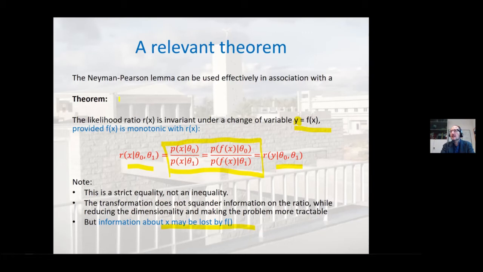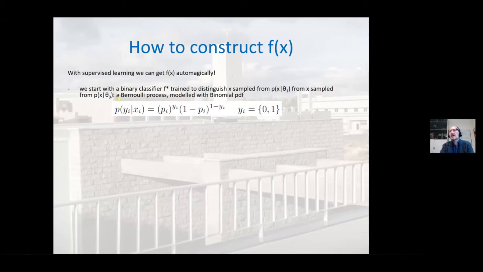Okay, one way to construct this summary statistic is with supervised learning. We can use a binary classifier that distinguishes X, when it's sampled, from the two densities. This is a two-class process, from which you can construct the conditional probability this way, for when Y is the class label.